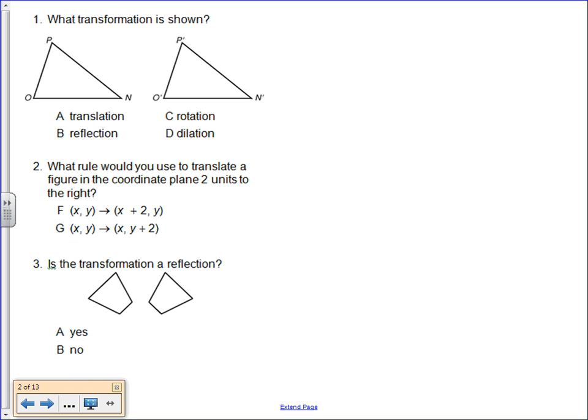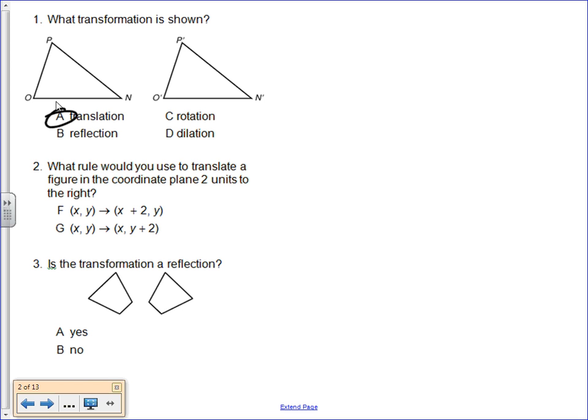Okay, the kind that we're studying right now are called isometric transformations. And in isometry, it doesn't change size. So the one of these that does change size is D. So it could be one of the other three. And since it doesn't change its orientation, this answer is A. Translation. Anybody?